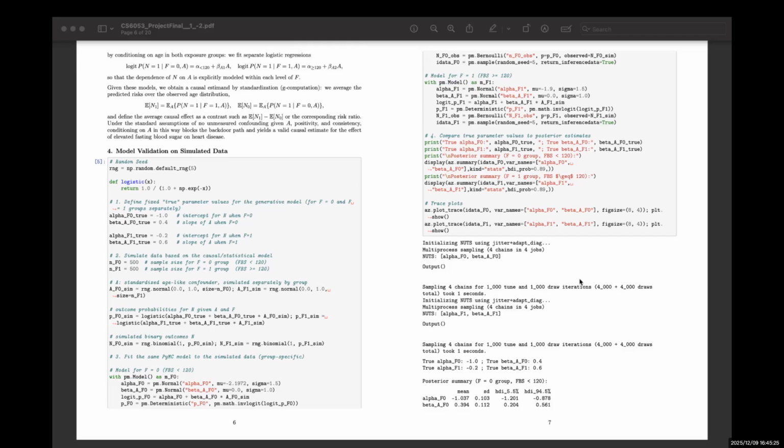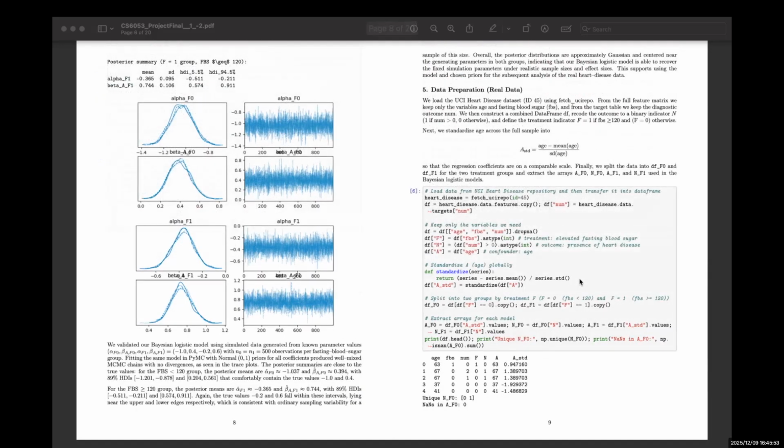We then fit exactly the same Bayesian logistic regression in PyMC, which we will later use on the real data, with also weakly informative normal priors. The posterior means for the coefficients were very close to the true values we set, and the credible intervals comfortably contained those true parameters. Also, the trace plots showed good mixing and no pathologies. So this simulation study tells us that under realistic sample sizes, our model and prior choices are capable of recovering the underlying effects.